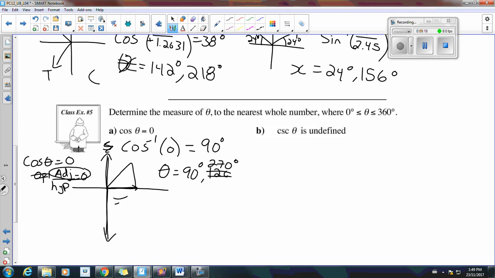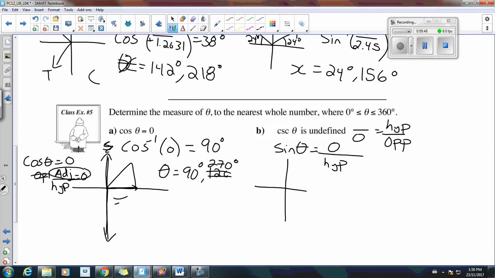B. Between 0 and 360, where is cosecant undefined? Well, for cosecant to be undefined, that must mean we're dividing by 0. So what does that mean for sine? Well, we know that cosecant means we take the hypotenuse and divide by the opposite side. We know the opposite side must be 0 if this is undefined. So sine theta equals 0 means that our opposite side must be 0. So what does that mean? Well, that means our y value must be 0.